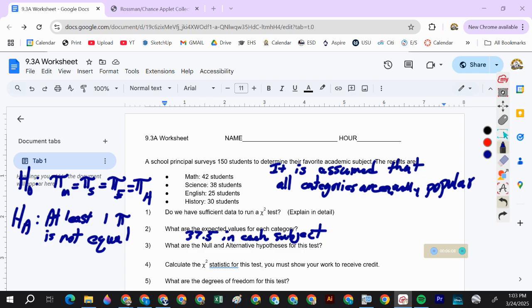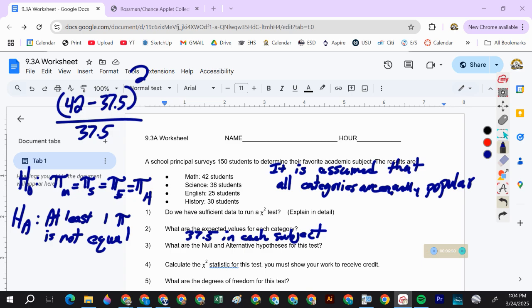So the chi-squared statistic is going to be the difference between the expected value and the observed value squared, divided by how many you expected in each category. Right? So it's going to be 42 minus 37.5 squared divided by 37.5. For simplicity's sake, I'm always going to list the big number first to avoid the negatives. The squared is going to take care of the negative, right?